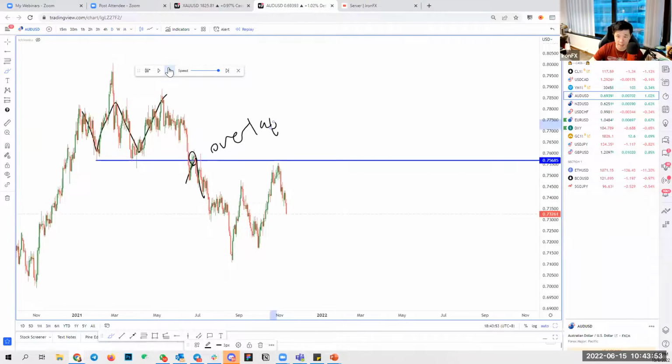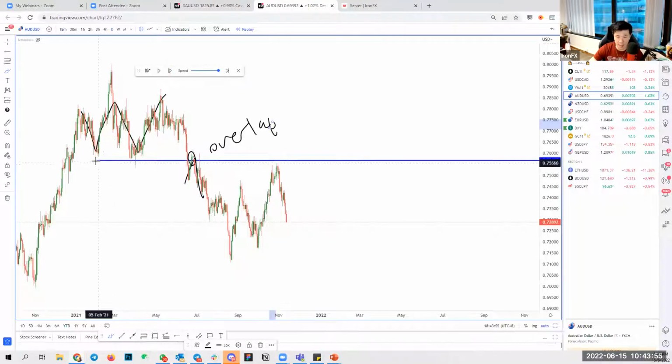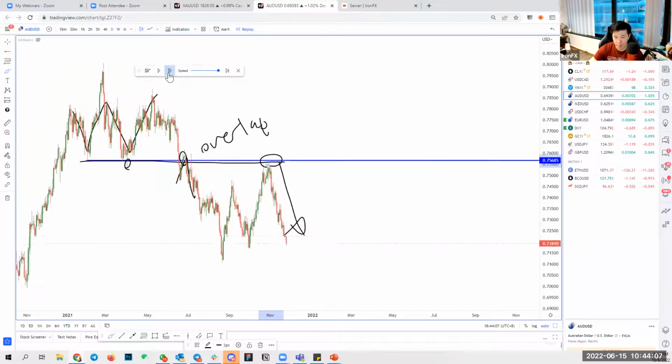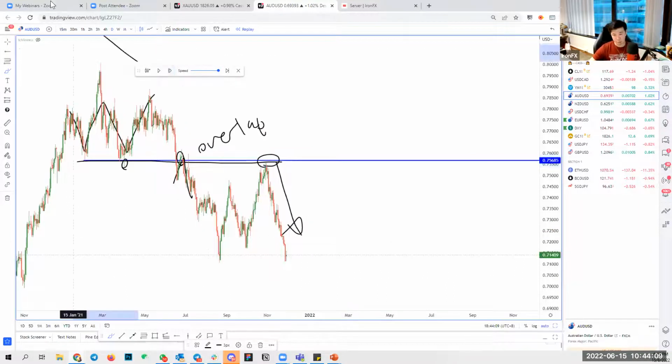Yeah, I think it retested this area over here because of this spike, right? So it retested this area. It goes down again. This is the overlap resistance that you can see in action over here, right? Very nice move. Okay, let me just cancel the bar replay.